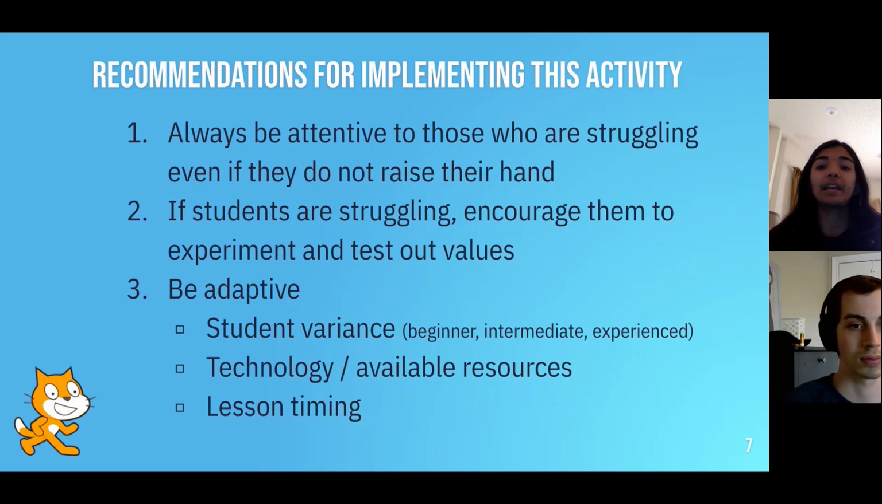The third one is being adaptive. So whether that be through student variance, knowing that every student has a little more experience or might be more of a beginner or intermediate level student when it comes to programming or coding, was very important to keep in mind. The next one would be technology and the available resources. Within our classroom, we only had access to one computer cart. So sometimes if it's a bigger classroom, students might need to share to complete the activity.